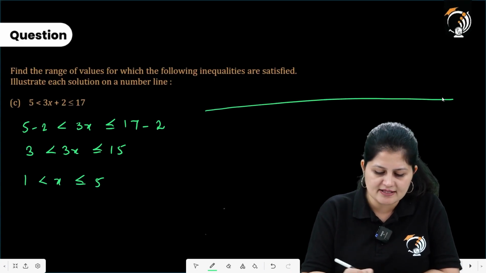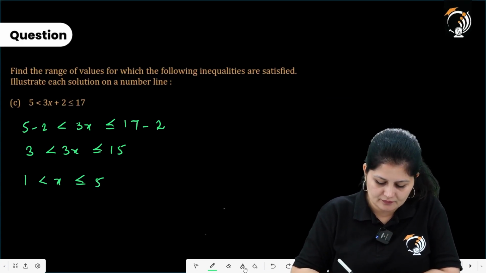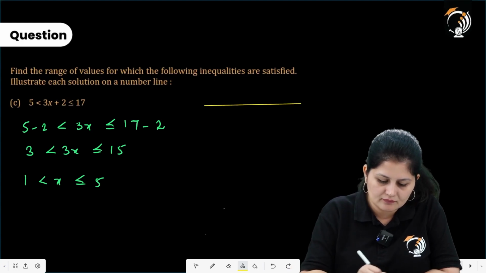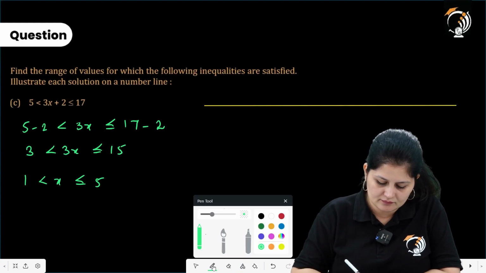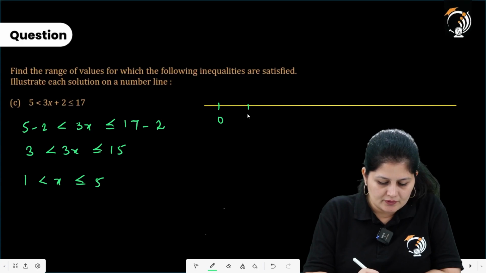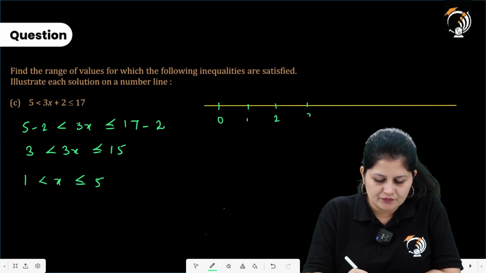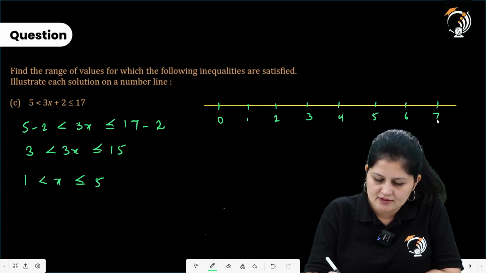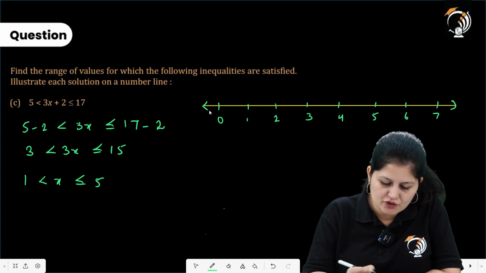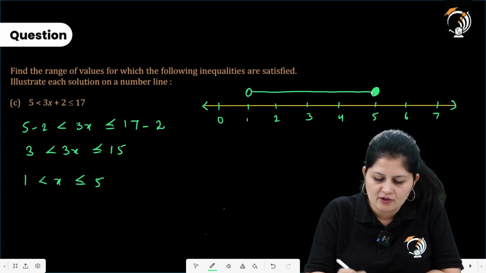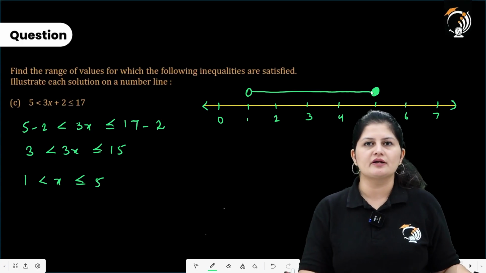So that means x is lying between... so here, this is going to be 0, 2, 3, 4, 5, 6, 7. So here x is such that 1 is not included while 5 is included. So a closed circle on 5 while an open circle at 1. I hope that we have understood this particular question.